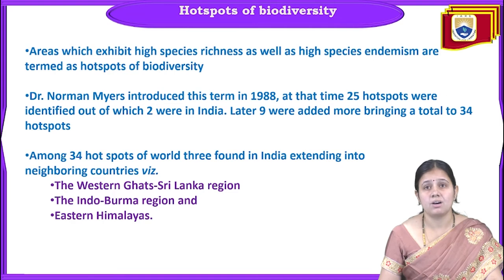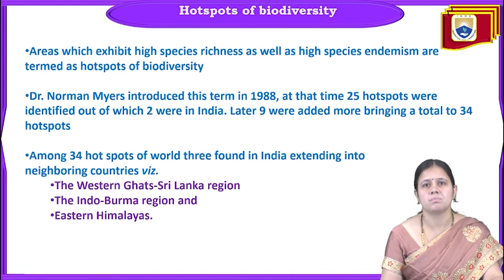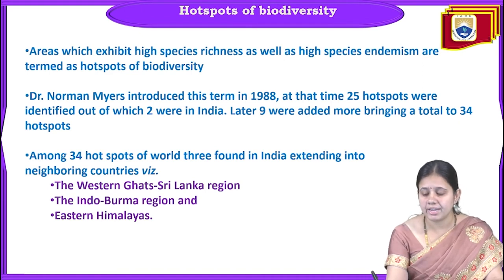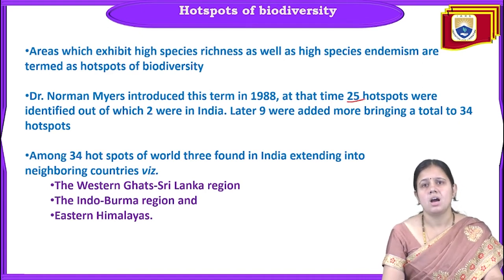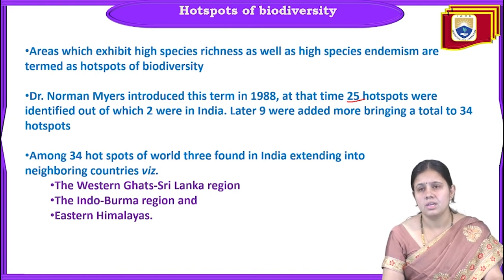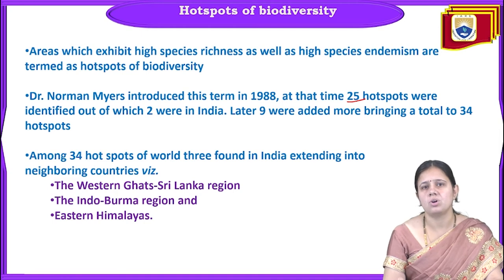Those areas which have very high species richness as well as high species endemism are termed hotspots of biodiversity. The term was coined by the scientist Dr. Norman Myers, who introduced it in 1988. At that time, 25 hotspots were identified, out of which 2 were in India. Later, 9 more were added, bringing the total to 34 hotspots.